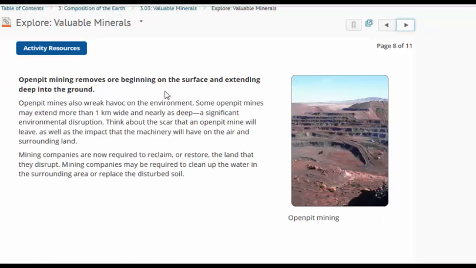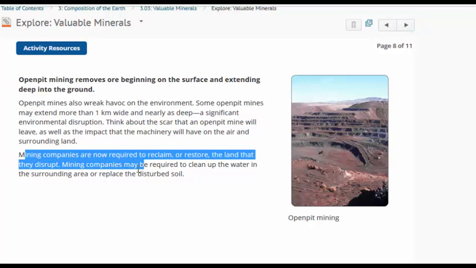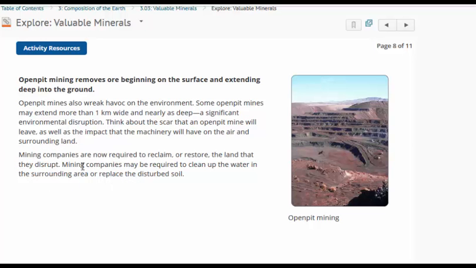Open pit mining begins at the surface and goes deep into the ground. So this is extremely challenging for the environment. It's like making a very deep hole on the earth to take out the minerals. But the good thing is mining companies now have to restore the land that they disrupt. So they have to clean up the water, they have to replace the soil and anything that's solid that was removed. So make sure you know that mining companies do have to restore the land.